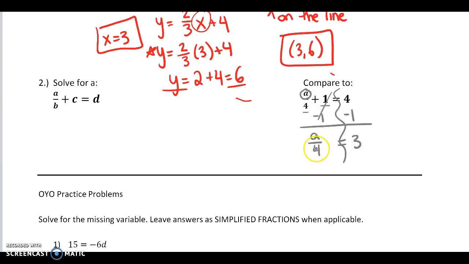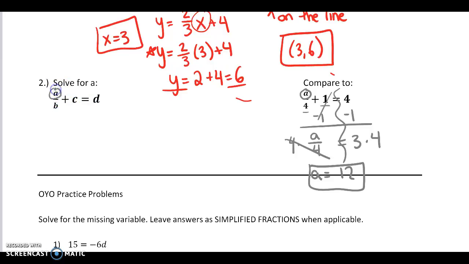Okay, now this is a divided by 4, but I want a alone. So what undoes division by 4? I'd multiply both sides by 4. If I multiply by 4 and divide by 4, they cancel. So I get a equals 12. And the process you go through here is going to be the same thing you go through here.